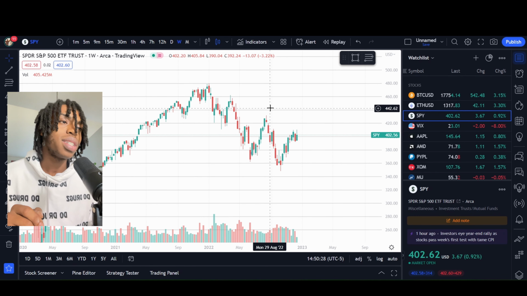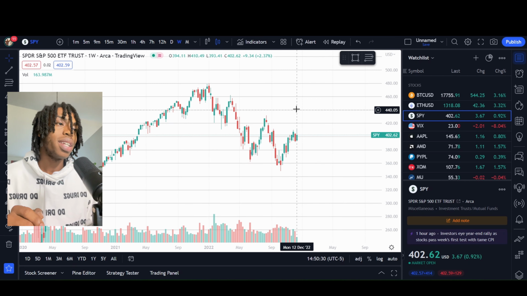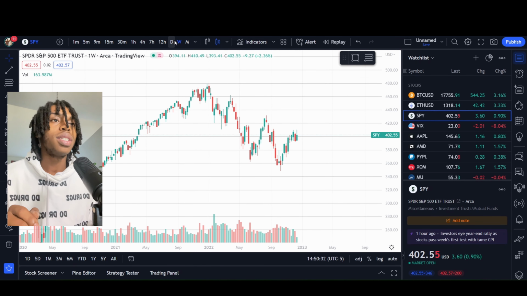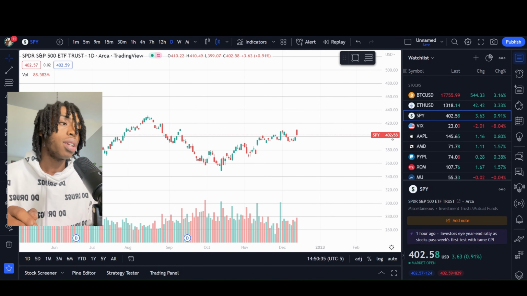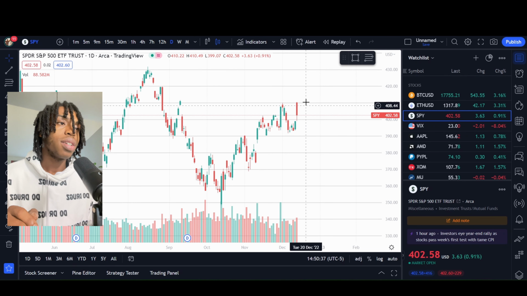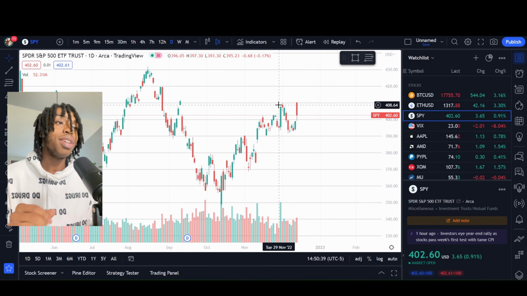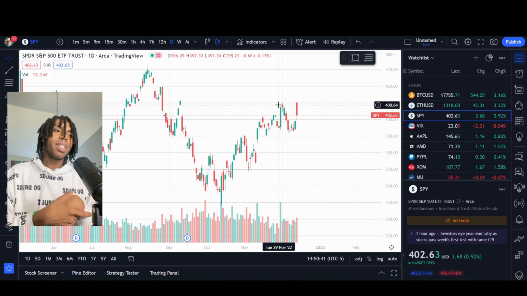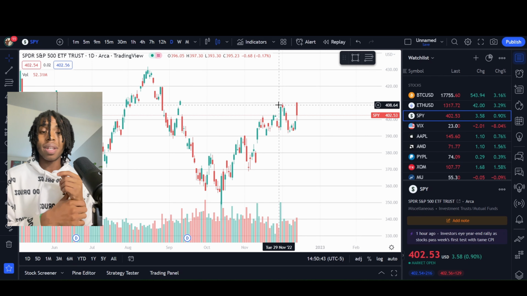Really, a new week, ain't it? Yeah, it's Monday. Looks like it's going up. Let's see what it's doing on the daily chart. On the daily chart, this is a bearish candlestick. It had a huge gap up today because today was the CPI meeting.